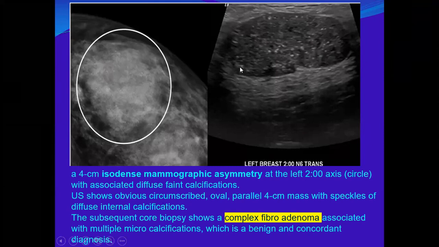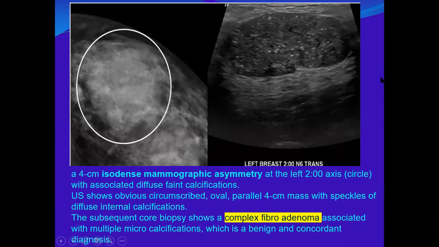This is circumscribed. Yes, here it is not clear. Agree, but this border is circumscribed, partially obscured. And I accept if you told me indistinct, I'll pass it. But on ultrasound, no. On ultrasound, these are the surrounding fibroglandular tissue, and the mass is sharply demarcated. And it is parallel, sharply demarcated. You see, and this edge shadow.